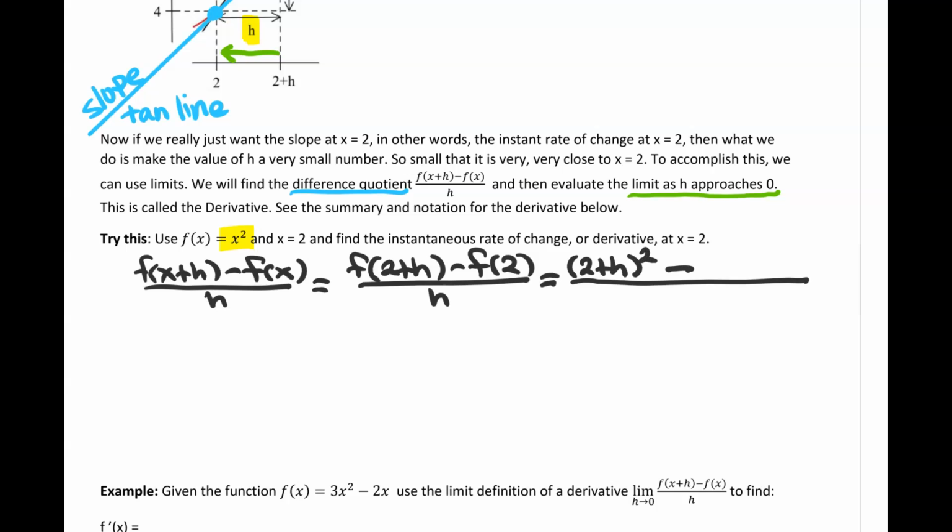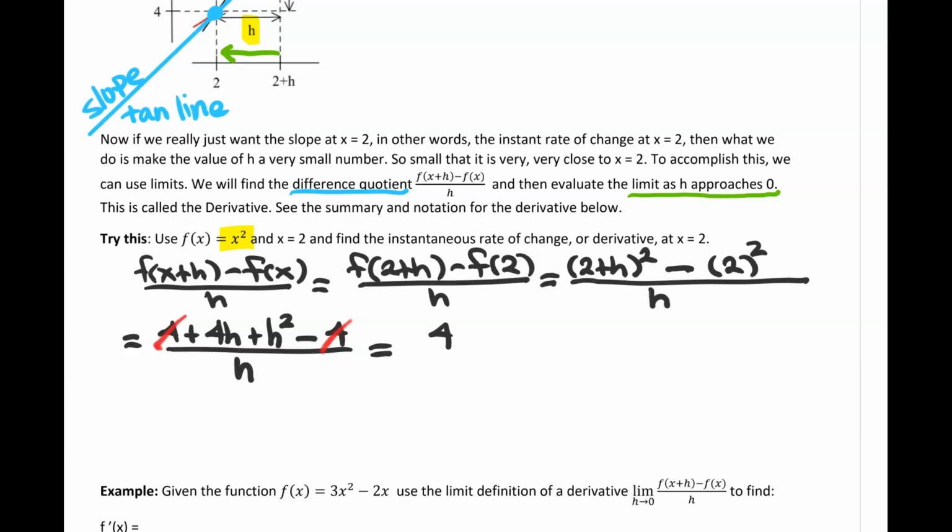Minus, now f of 2 is just plugging 2 into that function, so that's going to be 2 squared, all over h. So I'm going to clean all this up. We're going to do a little FOIL on the 2 plus h. That's going to give us 4 plus 4h plus h squared minus 4 over h, since 2 squared is 4. Canceling out our 4's helps us clean it up. So now we have 4h plus h squared over h. We factor an h on the top, which gives us h times 4 plus h over h, and we cancel out one of those h's.